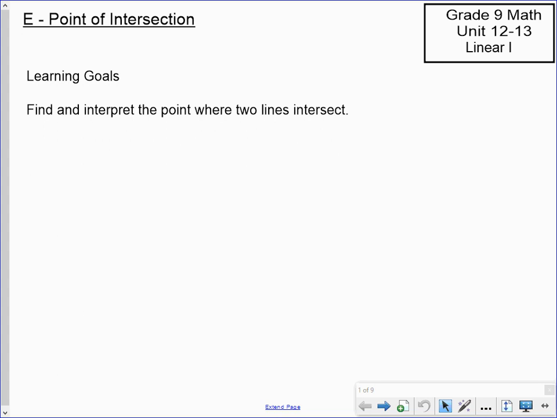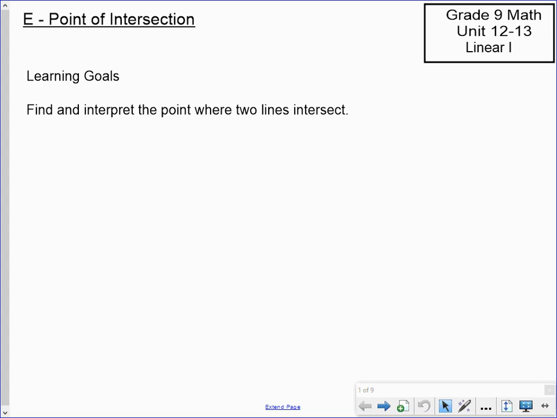Okay, we're continuing our work here in Unit 1213, looking at linear equations. We want to talk about point of intersection here. Our goal is that by the end of this lesson, we'll be able to find the point where two lines intersect and interpret that point of intersection and talk about what it means for the situation that these lines are based on.